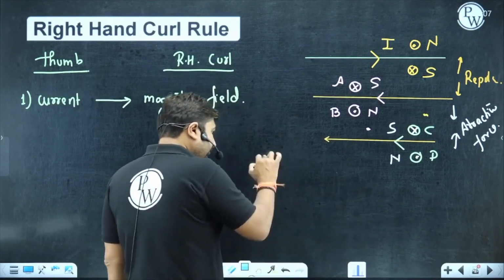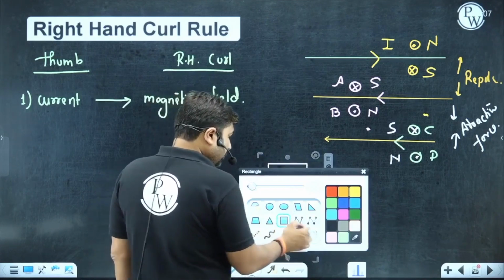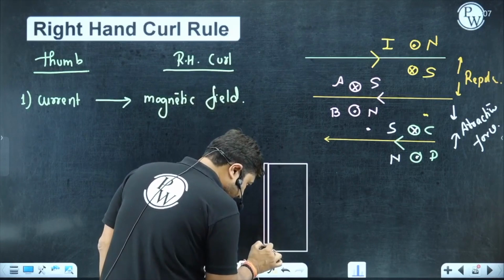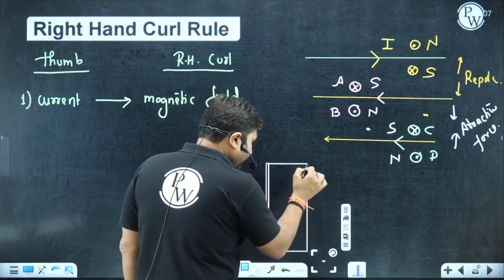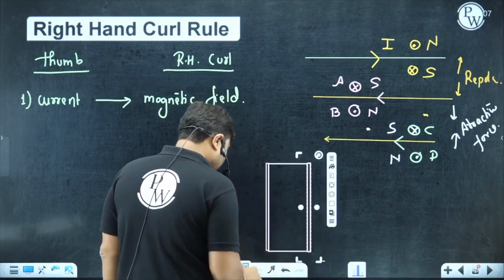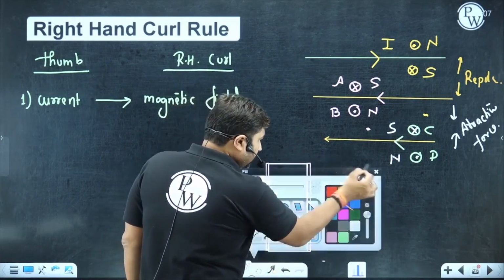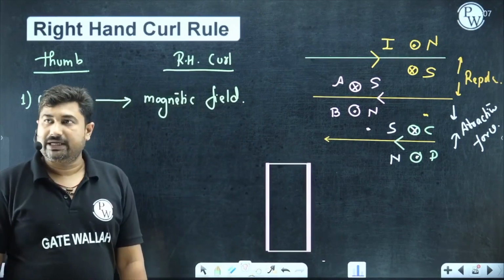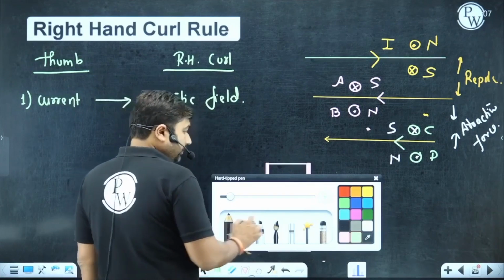Suppose we have an iron core here, and over this iron core I am going to provide an insulation. This insulation I am representing by a pink color line. We have a white color core over which I have represented a pink color insulation.